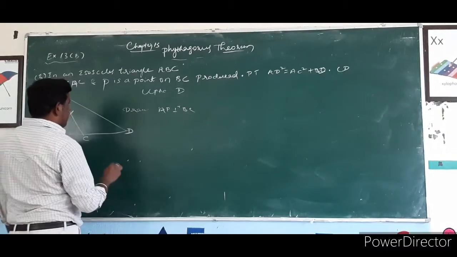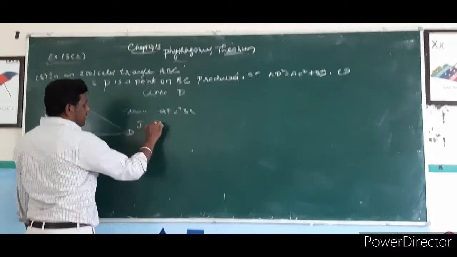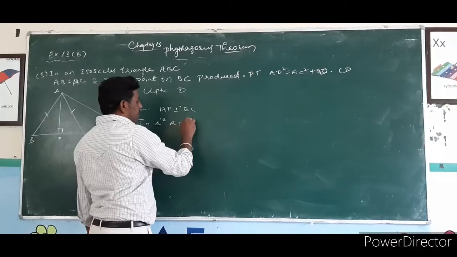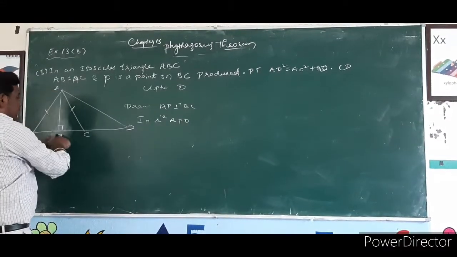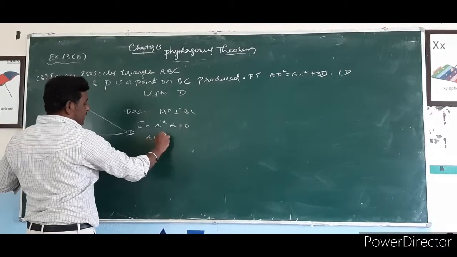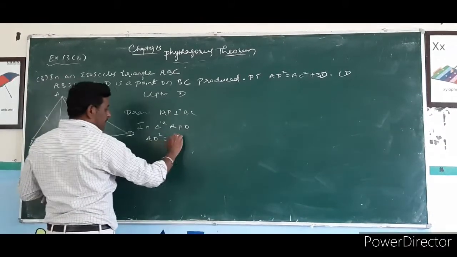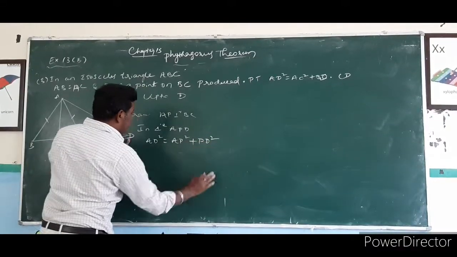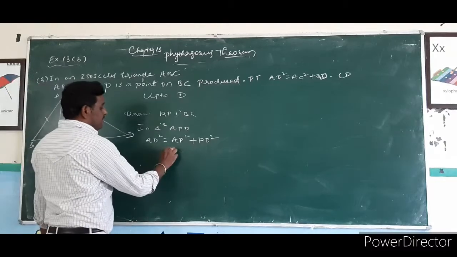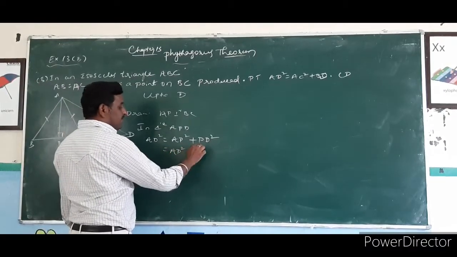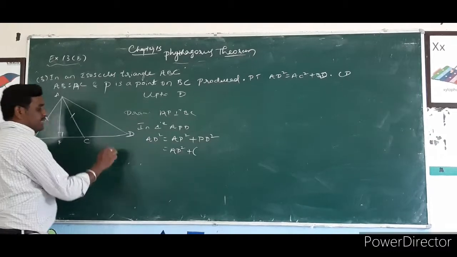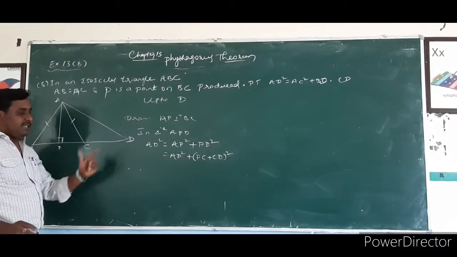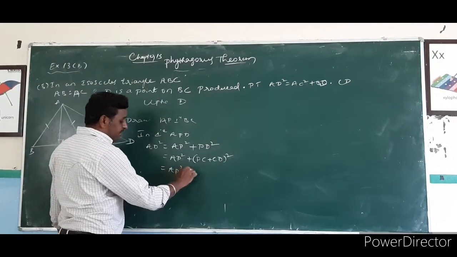So we want AD square. So that's why in triangle APD, apply Pythagoras theorem for APD. AD square is equal to AP square plus PD square. Such that AP square plus PD means what? PC plus CD. PD means PC plus CD whole square. So expand in A plus B whole square formula.